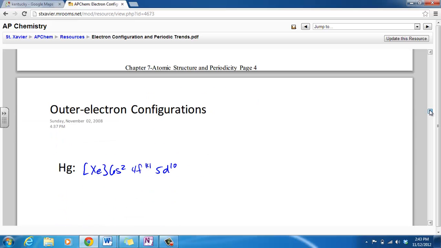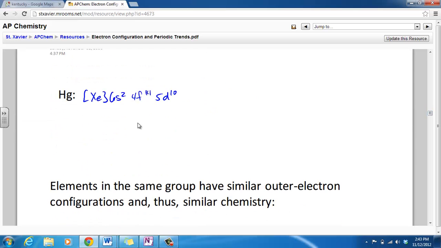And we just look at the electrons that are actually involved with the chemistry. And so those would be the 6s2, 4f14, 5d10 electrons. Now, by looking at these outer configurations, we can understand why elements in the same group have similar chemical properties, and it's because they have similar outer configurations. So once again, quantum mechanics explains why we observe what we observe with the periodic table.